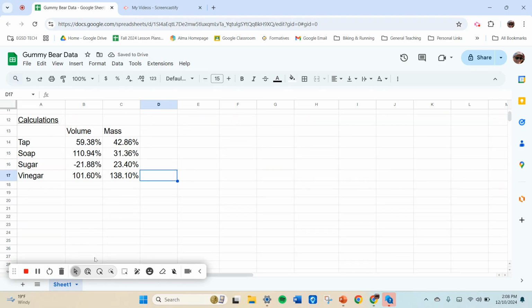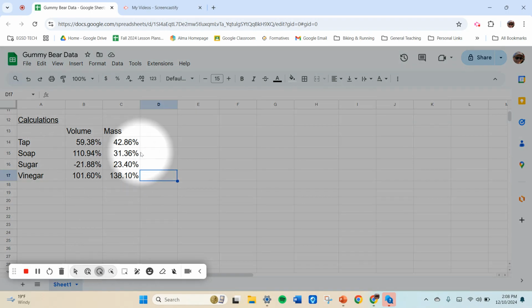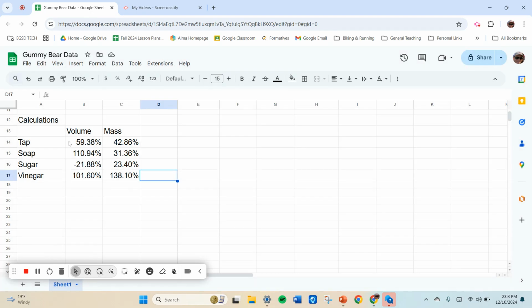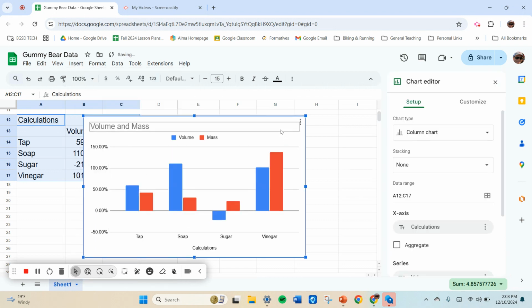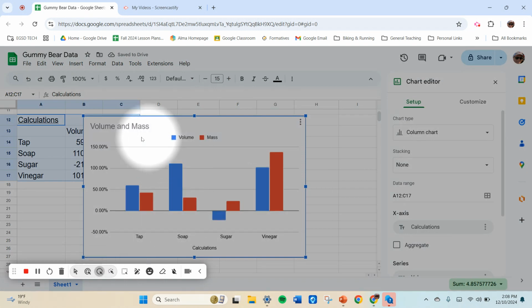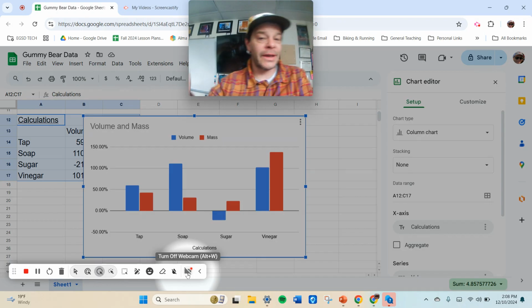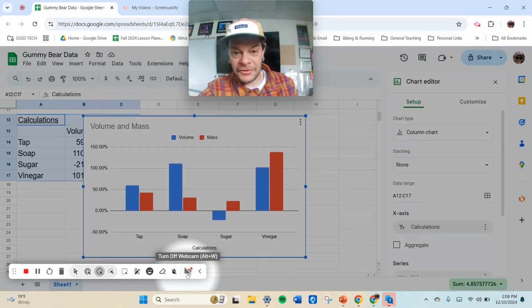Nice. Now this is important. This is the real data. This tells us how much bigger it got compared to what it started at. And this is what we're going to graph. You guys know how to graph. Highlight, insert, chart. This bad boy, this is what I want in your lab report. I don't want the raw data in your lab report. I want the graph in your lab report.